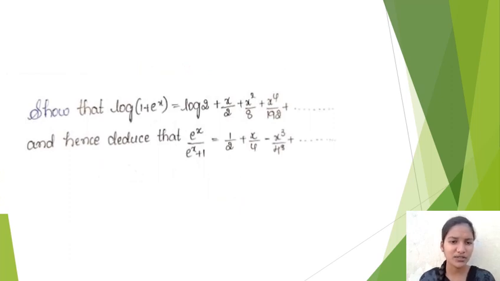This is the question to solve. Show that log(1 + e^x) = log 2 + x/2 + x²/8 + x⁴/192 plus and so on. From this equation we have to deduce that e^x/(e^x + 1) = 1/2 + x/4 − x³/48 plus and so on.